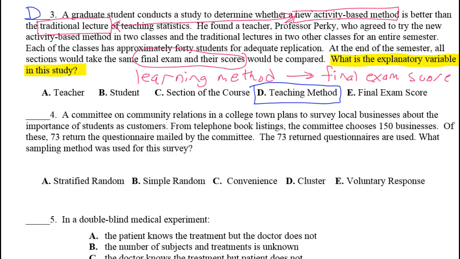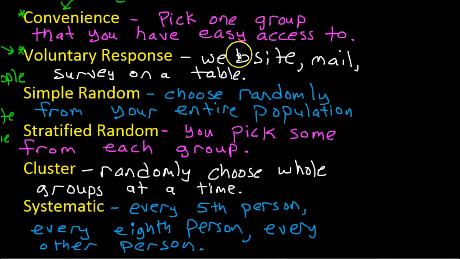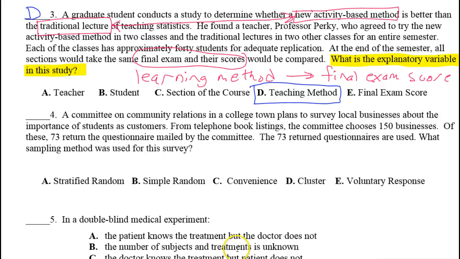Well, earlier I mentioned that if you post a survey on a website, or if you mail out the surveys, or if you put your surveys out on a table for people to take when they walk by if they want to, all of these are examples of voluntary response. So mailing out the surveys is automatically going to be voluntary response because people can just throw them away if they want, and they usually do. So the correct answer was E for that one.